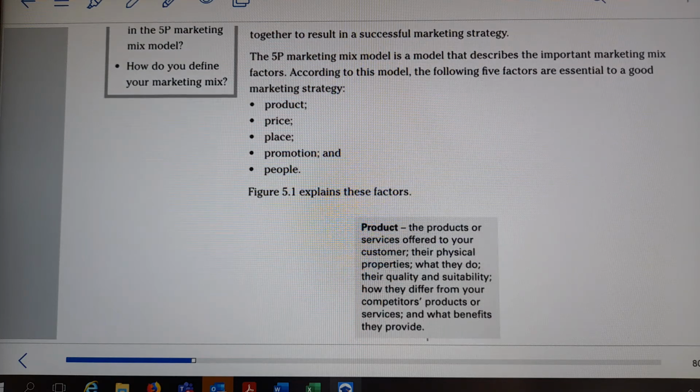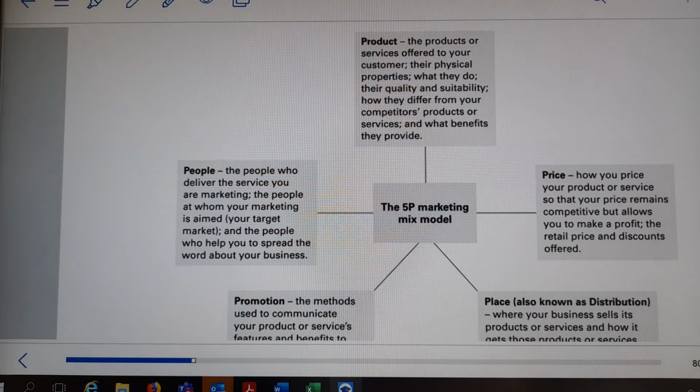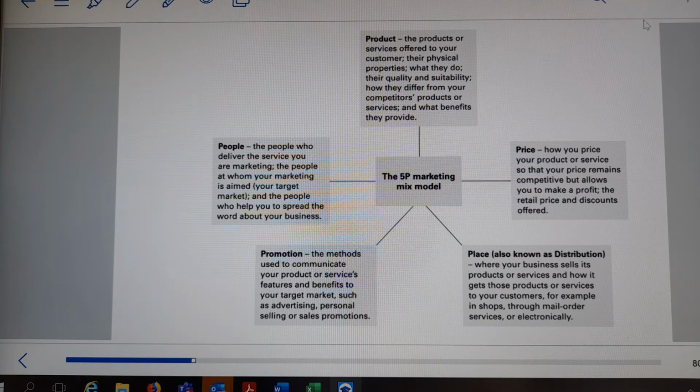Okay, let's look at figure 5.1. I hope it will all fit. Let me minimize a little bit. Yes, now we have figure 5.1, and we start with number 1, which is the product. The product or services offered to your customer, their physical properties, what they do, their quality and sustainability, how they differ from your competitors' products or services, and what benefits they provide. This is about your product.